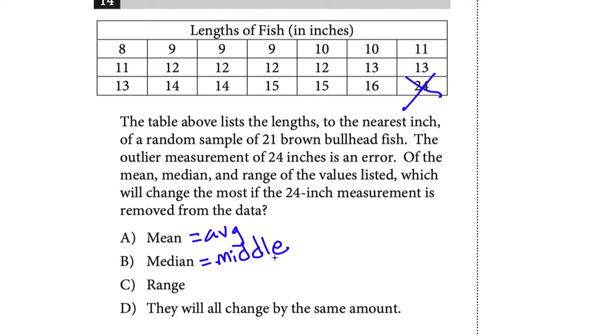Range is the top minus the bottom. The maximum minus the minimum. Range is distance. So if you want range, it's the maximum minus the minimum.